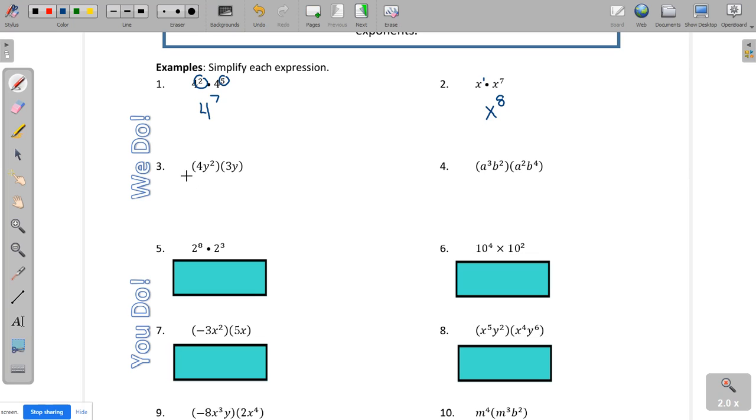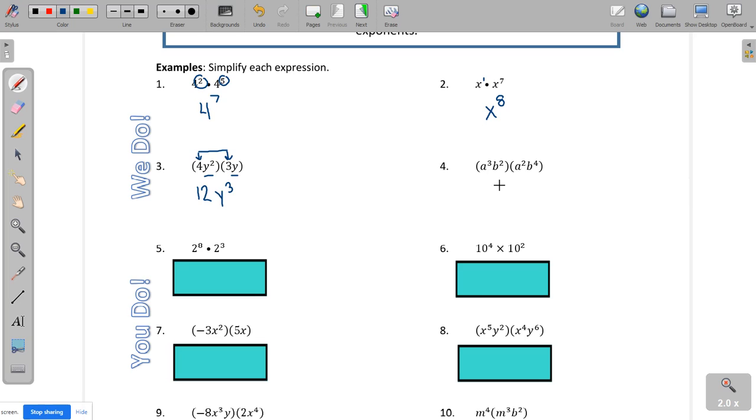Number 3 looks a little bit differently. We have 4y squared times 3y. We are going to multiply our coefficients, our numbers here. 4 times 3 is 12. Then we take care of our y's. Y squared times y would be y to the third.